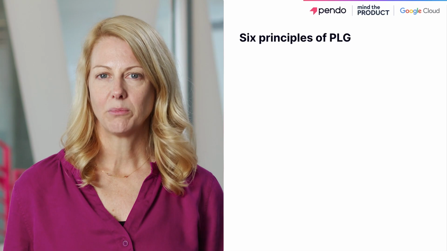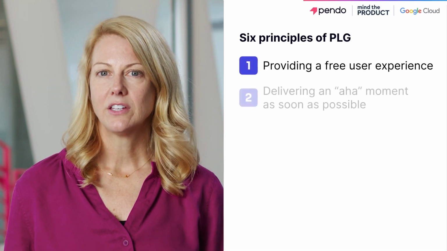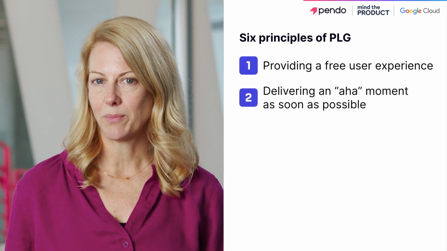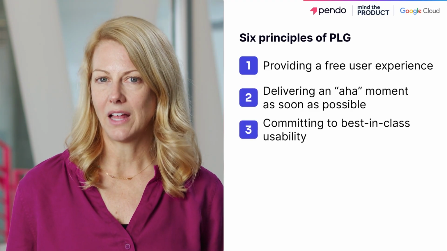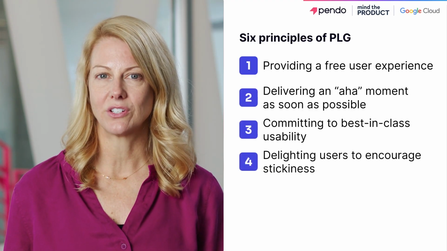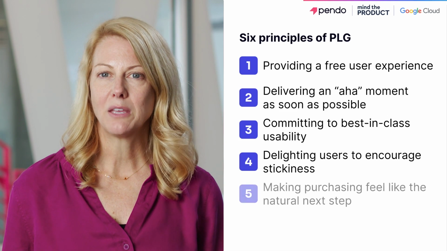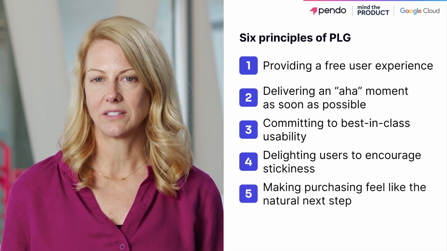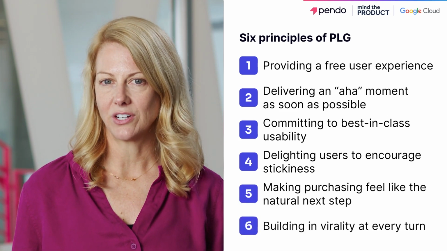Let's close out this module with a recap of the key takeaways. First, you learn what product-led growth, or PLG, is, which is a business strategy that places a company's software product at the center of the buying journey. We also cover the 6 principles of product-led growth. They are providing a free user experience, delivering an aha moment as soon as possible, committing to best-in-class usability, delighting users to encourage stickiness, making purchasing feel like the natural next step, and building virality at every turn.